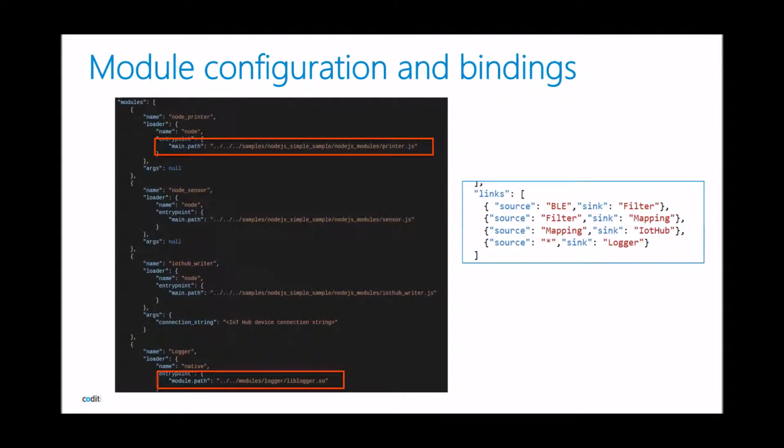So the same gateway can run modules written in .NET, in JavaScript, in Java, in C. You pick the language that your teams work best with, and then you plug in these modules into your gateway architecture. And if you look at the box on the right, you will see how all this is orchestrated. So the source BLE, which is a Bluetooth device, sends data to the filter module. The filter module sends data to the mapping module to the IoT hub module, and all the data sent by all modules is captured by the logger. So very simple to say how each module talks to each other.